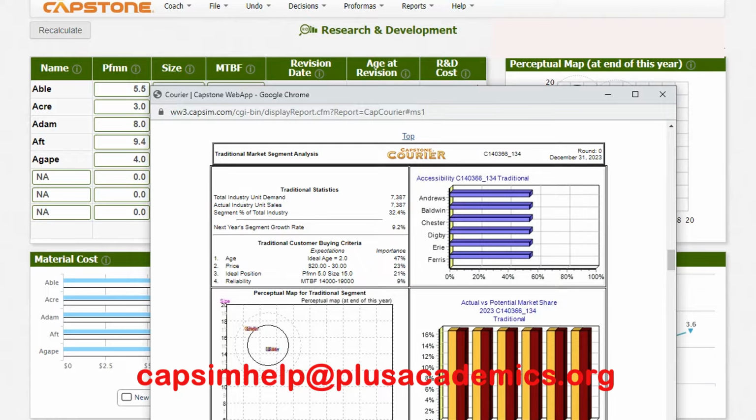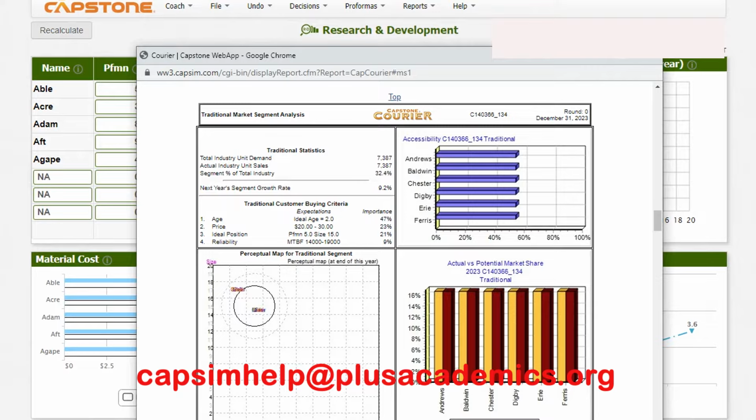Ideal position is a factor in research and development. Customers need something between 5 for performance and a size of 15.0 in the current year, which is 2024 or round 1. Also, reliability is very important. They are looking for reliability between 14,000 and 19,000. This depends on the strategy that we are following. For us, we are going for broad differentiation, so we'll go for the maximum reliability, which is 19,000.